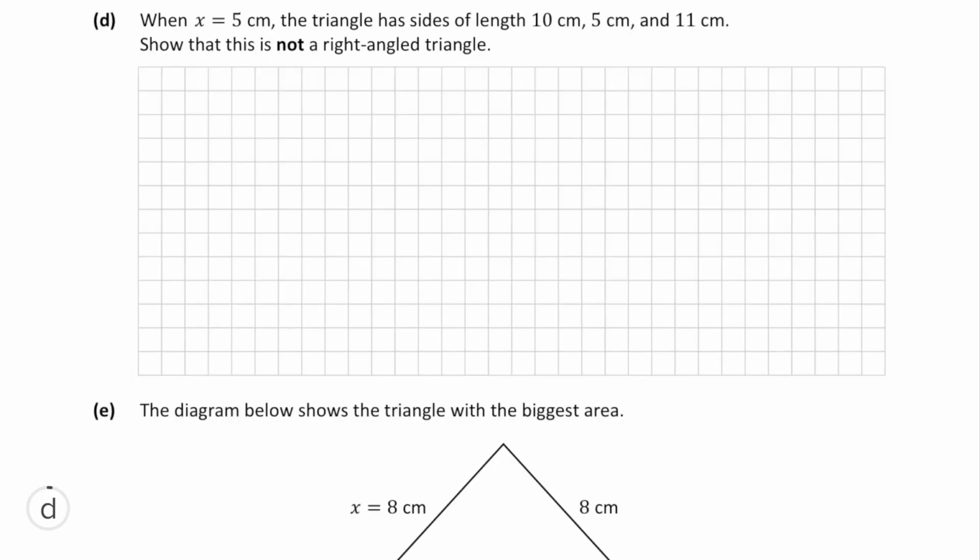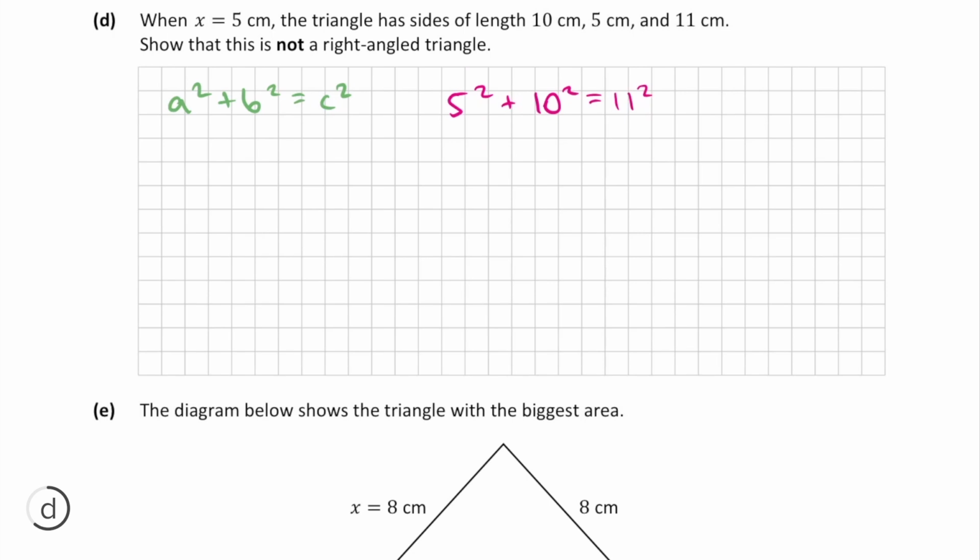In part D, we're told that when x is 5, the triangle has side lengths of 10 centimeters, 5 centimeters, and 11 centimeters. We have to show that this triangle is not right angled. There's a trick to this question which involves using Pythagoras' theorem. In the case that this is a right angled triangle, then Pythagoras' theorem would work in this case. Since 11 centimeters is the longest side, this would act as the hypotenuse.